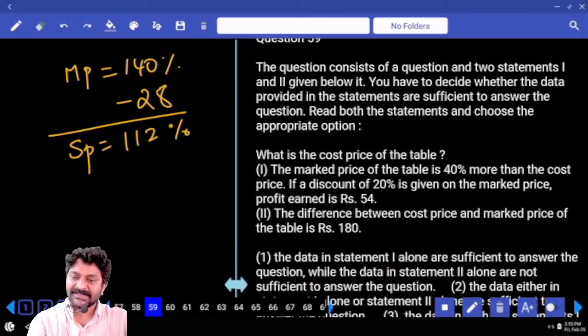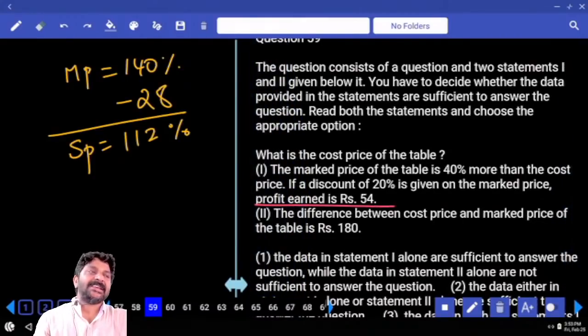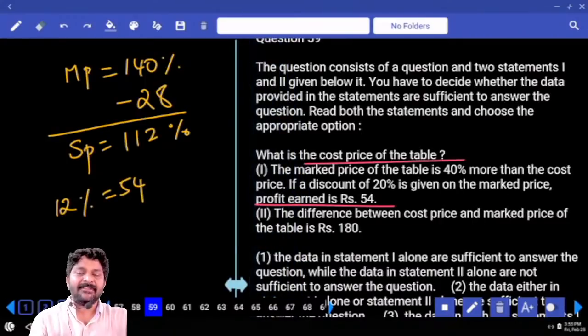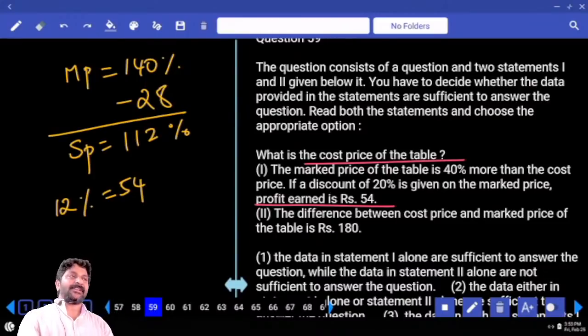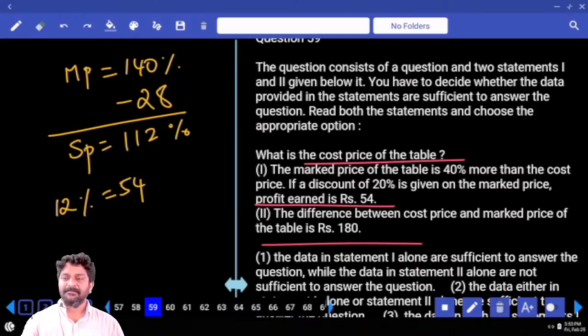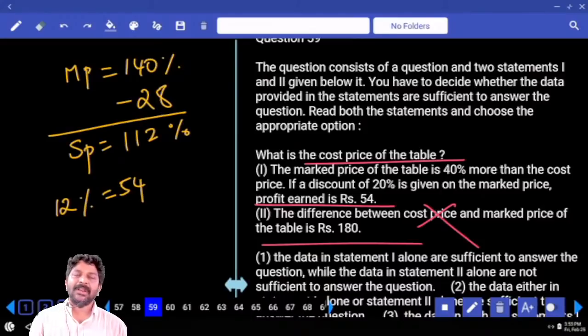And if the selling price is 112%, how much profit is made? 12%. Continuing the same, profit earned is 54. That means, can we conclude 12% is equal to 54? Correct. So from this, can we calculate cost price 100%? Yes, one alone is sufficient. Next, the difference between cost price and market price of the table is 180. Is the second information alone sufficient to answer the question? No way. 2 alone is not sufficient. So the answer is only one alone, but not 2 alone.